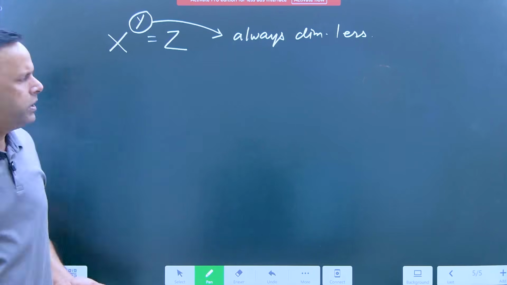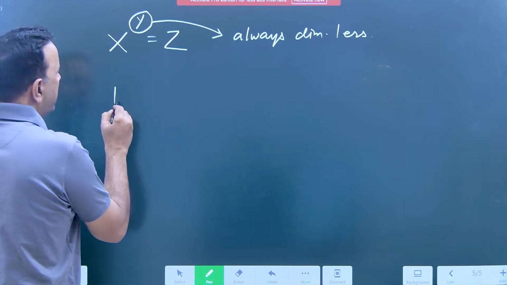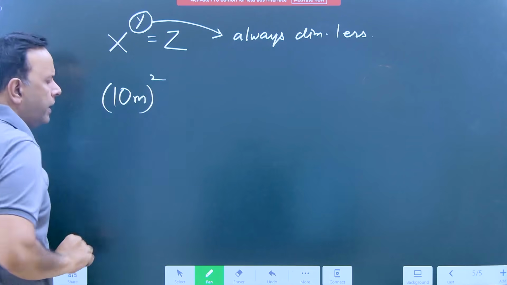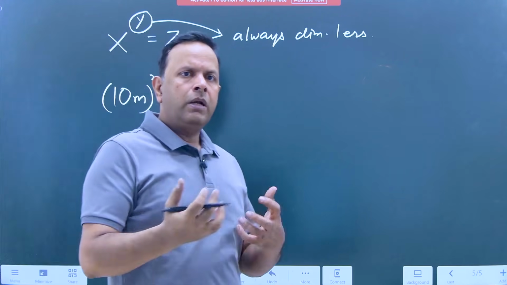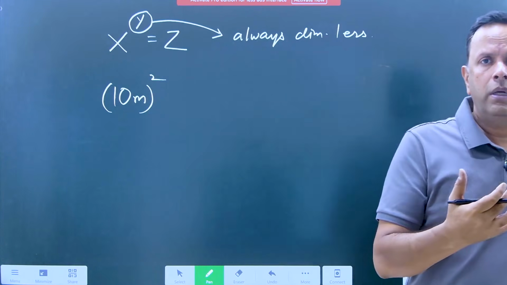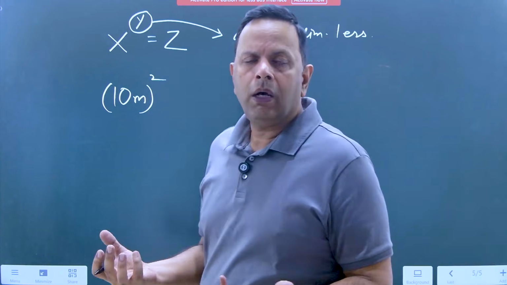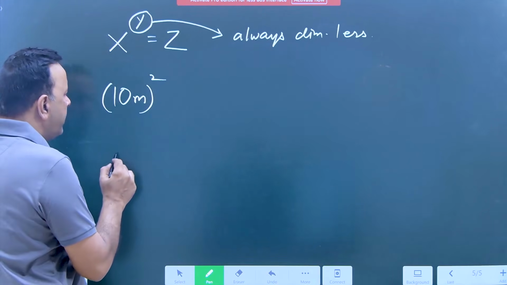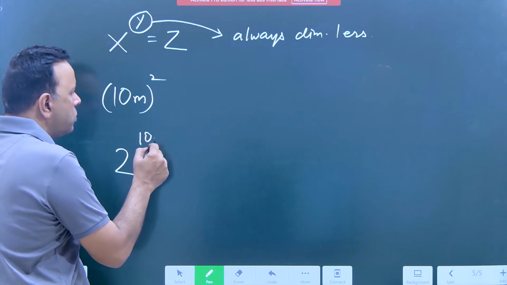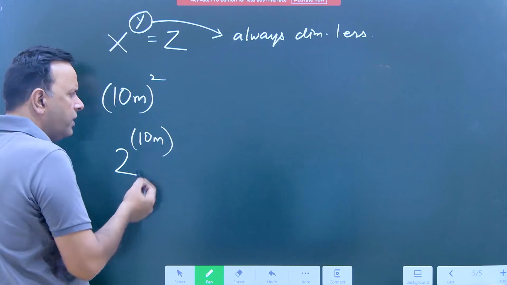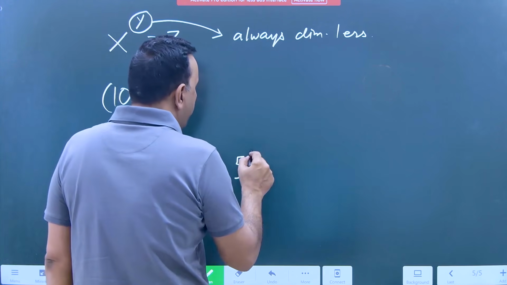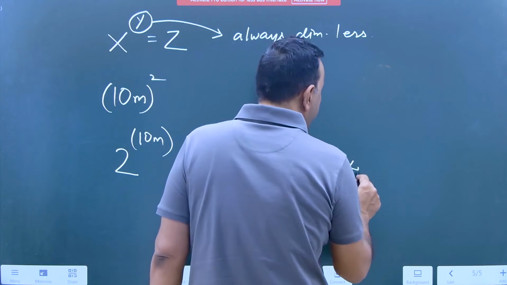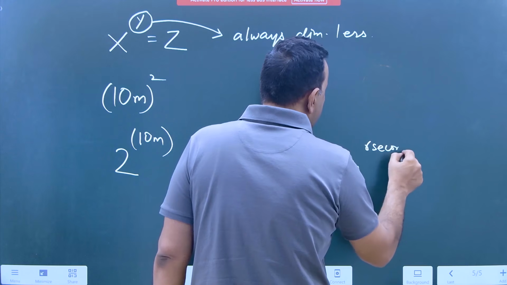Anyways, let's discuss this. Whenever this type of equation is present in which there is a power or exponent, whatever you call it, shouldn't the power always be dimensionless? Or let me ask you this way, you might have written 10 meter whole square. So 10 meter whole square represents the area of a square, 10 meter by 10 meter. But tell me, have you ever read 2 raised to 10 meter? Have you ever read 5 raised to 6 kg? Have you ever read 4 raised to 6 seconds?